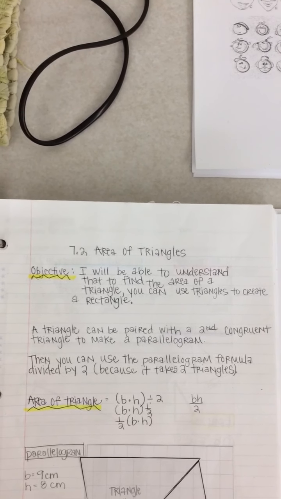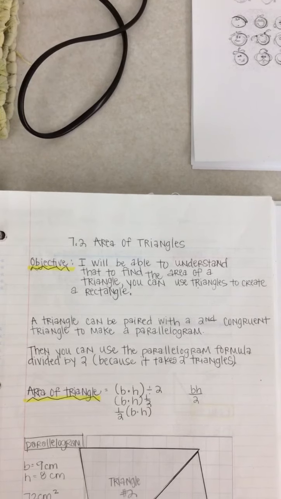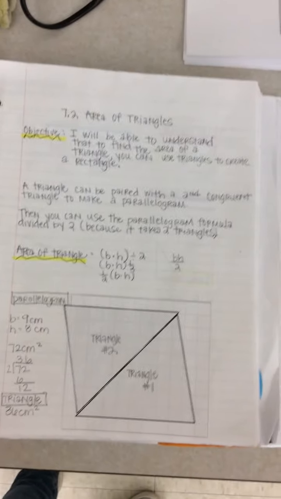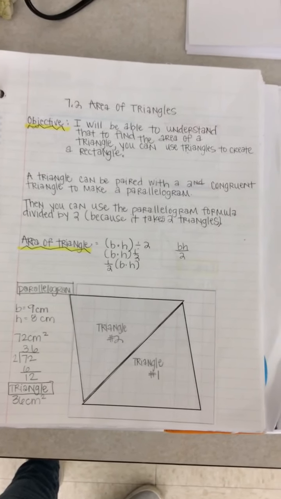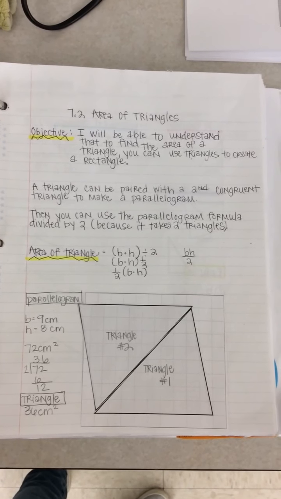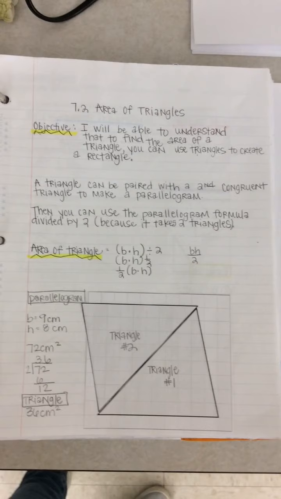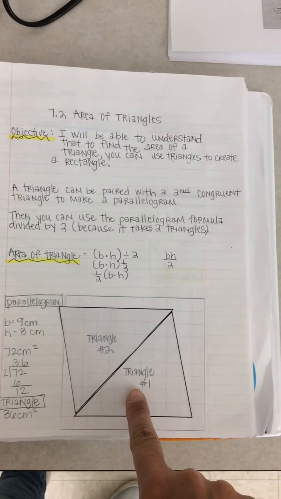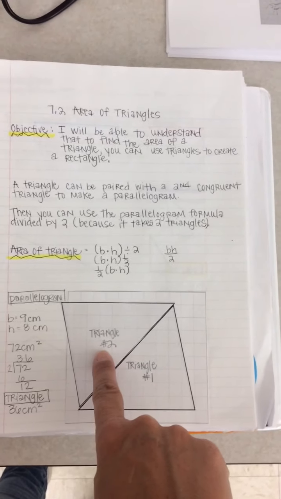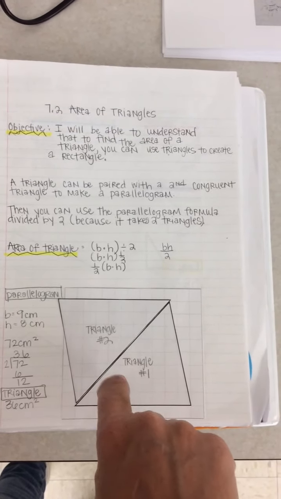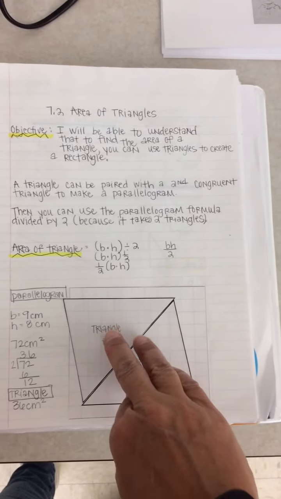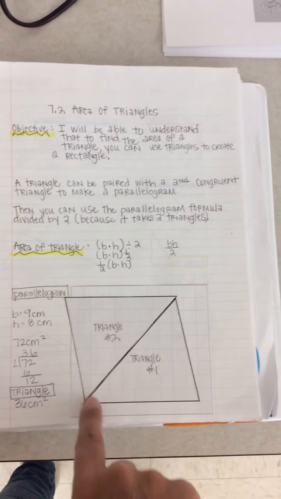A lot of times when we're doing this lesson in class, I would have you explore and figure out that you could put two triangles together to create a parallelogram. But because of the way that we're doing this now, I'm just showing you, and you could actually do this at home if you wanted. You need two triangles that are exactly the same size. So you have triangle 1 and triangle 2. These are congruent, which means they are exactly the same. I can put these two triangles together, and I have my parallelogram.